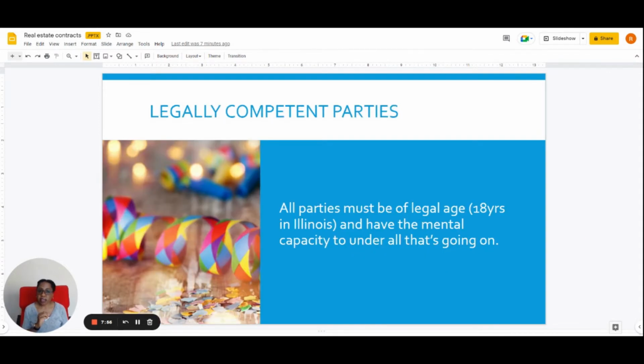Third thing is we must have legally competent parties involved. And when we talk about legal competency, we're talking about age and mental capacity. So in Illinois, the legal age is 18. So the person needs to be at least 18 and be mentally capable of understanding everything that's going on, including the risk of actually entering into that agreement. Does that mean a minor cannot enter into a contract? The answer is no, and we'll talk a little bit about that later on when we go into a different subject, right?